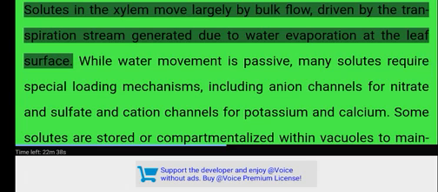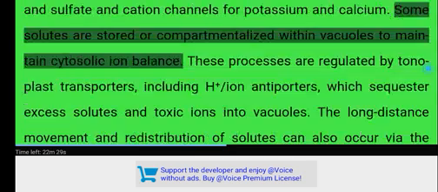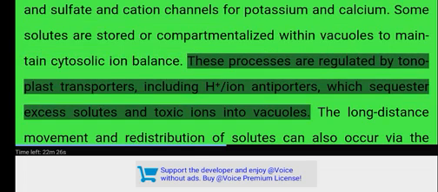Solutes in the xylem move largely by bulk flow, driven by the transpiration stream generated due to water evaporation at the leaf surface. While water movement is passive, many solutes require special loading mechanisms, including anion channels for nitrate and sulfate and cation channels for potassium and calcium. Some solutes are stored or compartmentalized within vacuoles to maintain cytosolic ion balance. These processes are regulated by tonoplast transporters, including H+ antiporters, which sequester excess solutes and toxic ions into vacuoles.